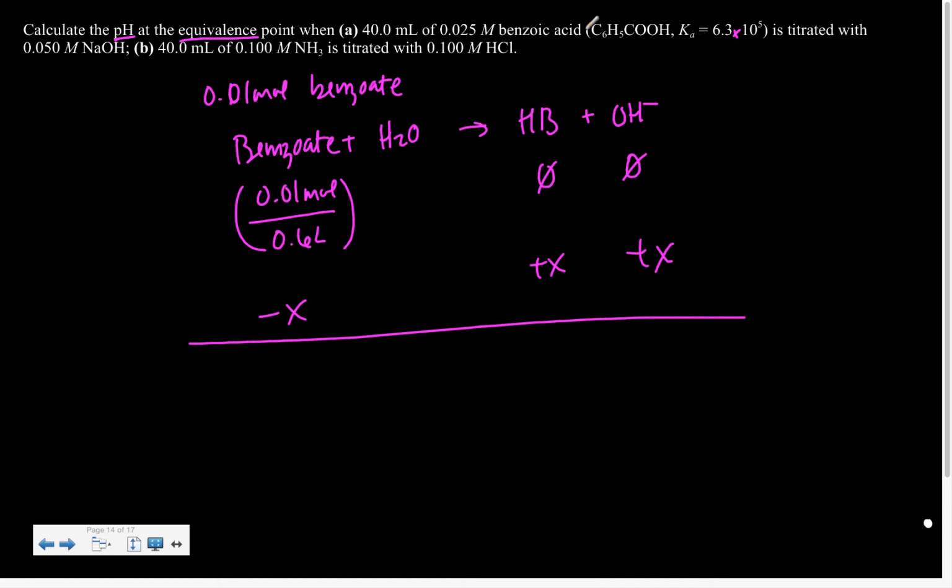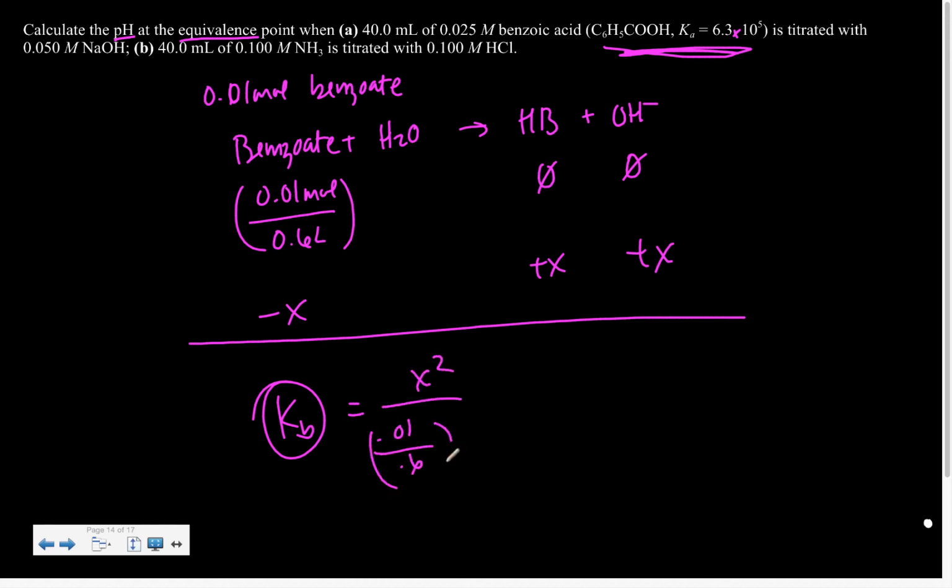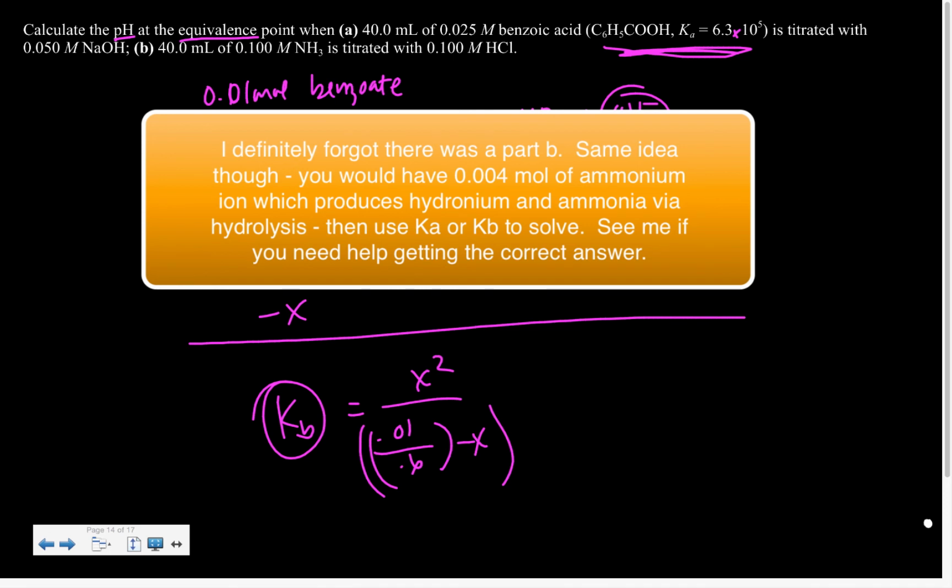Now, really important, this is the Ka of benzoic acid. If I'm talking about the benzoate ion, what do I need to solve for? I'm going to solve for my Kb, and I'm going to set this up, yeah? So my Kb is going to equal x squared over 0.01 over 0.6 minus x. Yes? And then I'll solve for my x, and my x will give me my hydroxide ion concentration, which then via Kw I will relate to my hydronium ion concentration, which I can then use to get the pH. Yes?